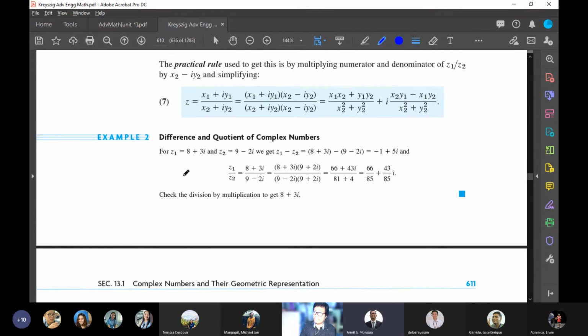As an example again, if you subtract 9 minus 2i from 8 plus 3i, 8 minus 9 is negative 1, and 3 minus negative 2 is positive 5. So you now have their difference as negative 1 plus 5i. Did you follow this?